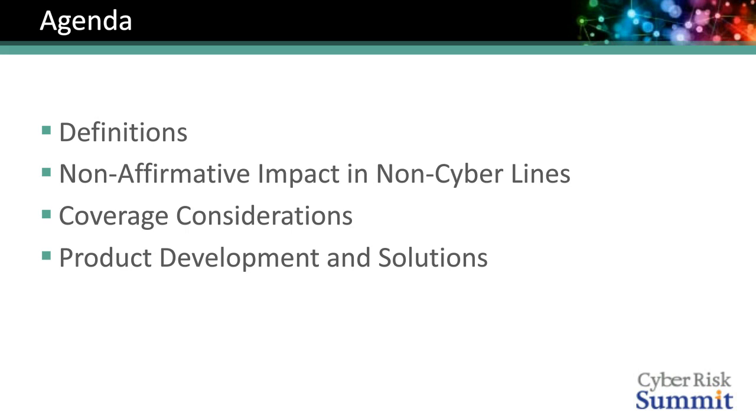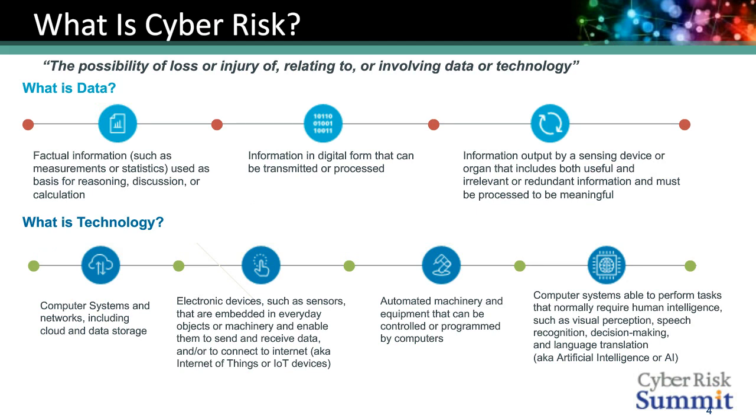But first, quickly, we just need to figure out, well, what is cyber risk? You would think that's a fairly obvious question and everyone would understand that, but it's probably a good idea just to set something down. The way we define cyber risk for this discussion is it's the possibility of loss or injury relating to or involving data or technology. Data and technology can be lots of things. Historically, when people think of cyber risk, they jump right to privacy, and when they jump right to that privacy, they think just about personally identifiable information.